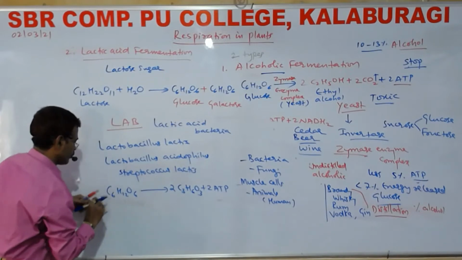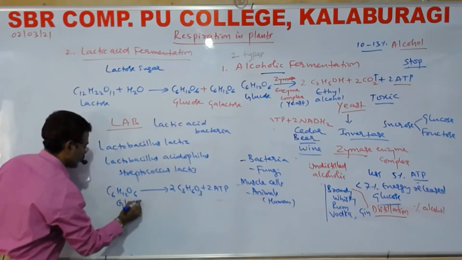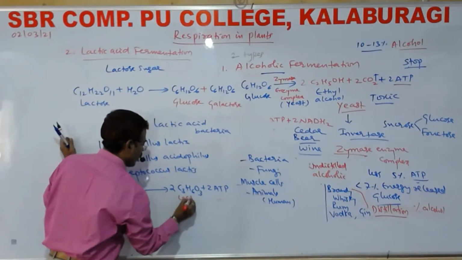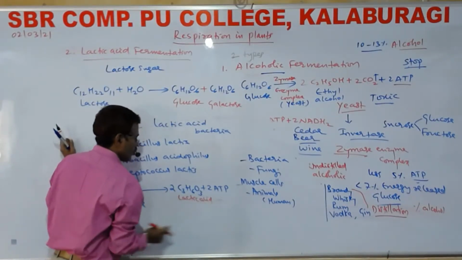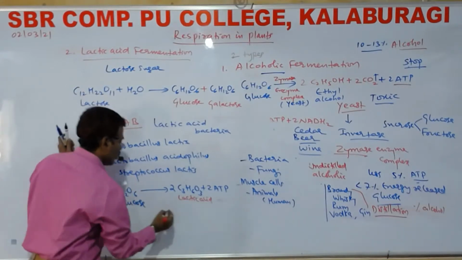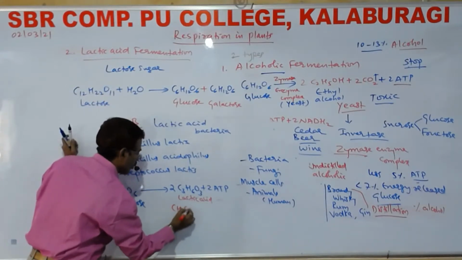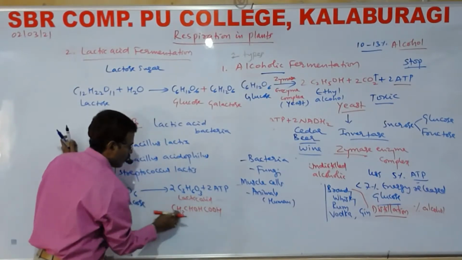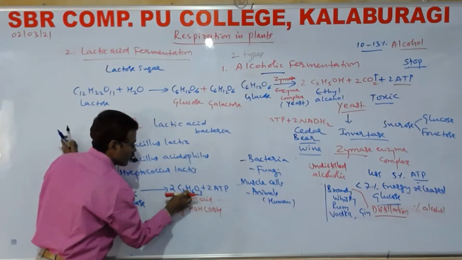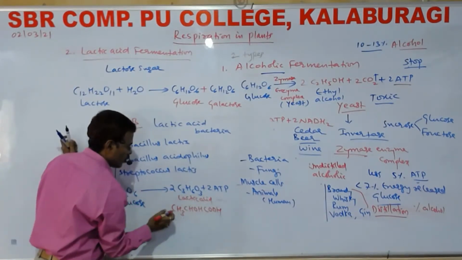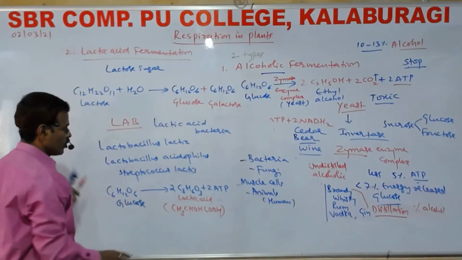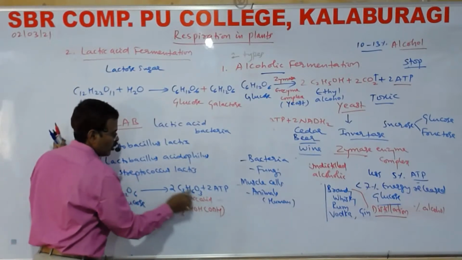Glucose. So here, this is lactic acid, C3H6O3. It is also written as CH3CHOHCOOH, with carbons numbered 1, 2, 3. This is the formula of lactic acid, remember: CH3CHOHCOOH.